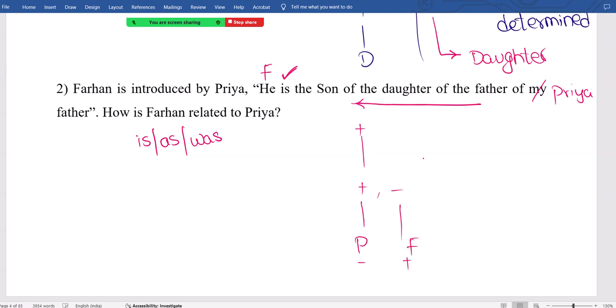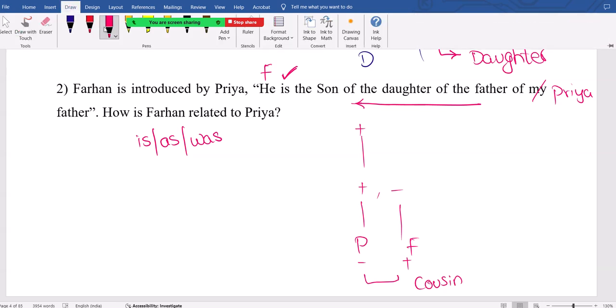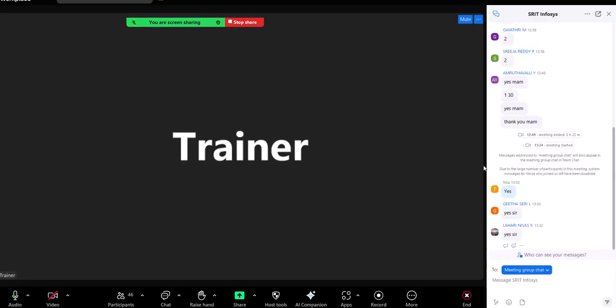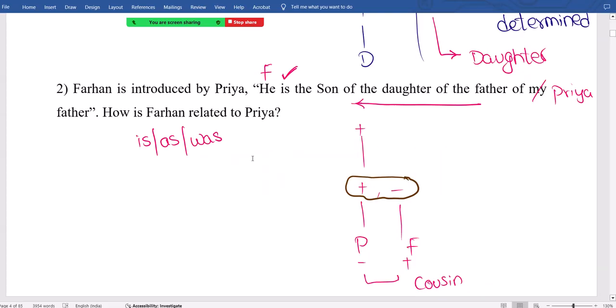How is Farhan related to Priya? Is cousin. See, Priya, father, daughter, son. These two people are siblings. Siblings' children, these two people are siblings, brother and sister, both sisters, both brothers, whatever it might be. Siblings' children are cousins. Priya is cousin to Farhan. Farhan is cousin to Priya. Both, vice versa. Your siblings' children are nothing but cousins. Right. See the next question.